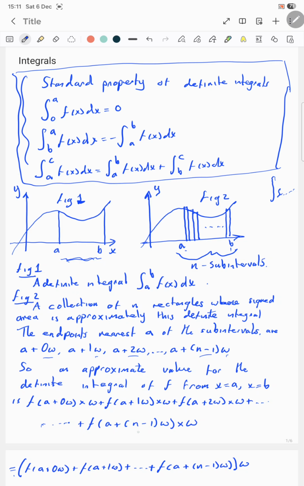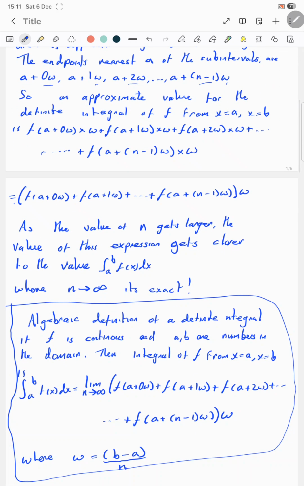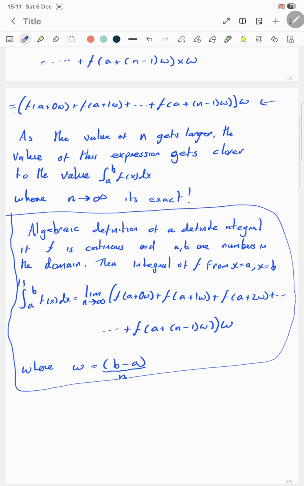f of a plus n minus 1w multiplied by w, which, taking out the factor of w, leaves us with this here. Now as the value of n gets larger, the value of the expression gets closer and closer to the value of the definite integral here, of f of x dx between a and b. Where n goes to infinity, it's exact.